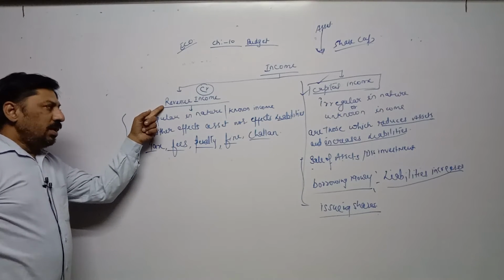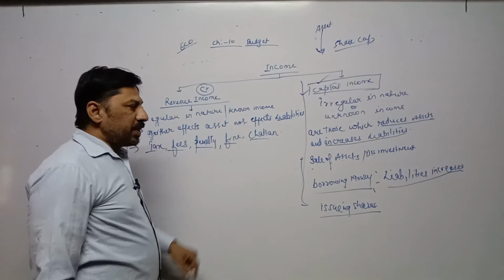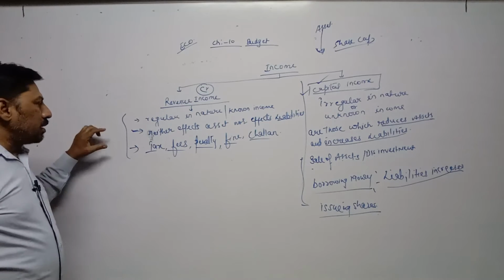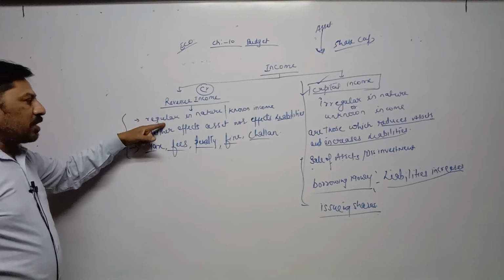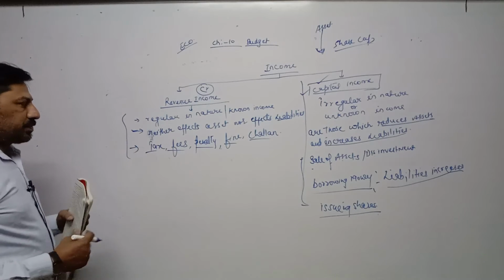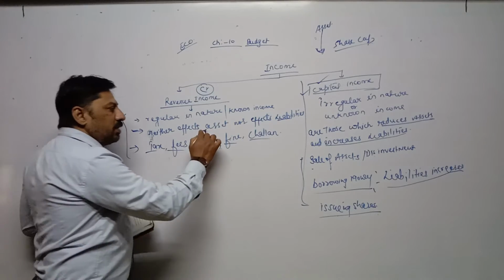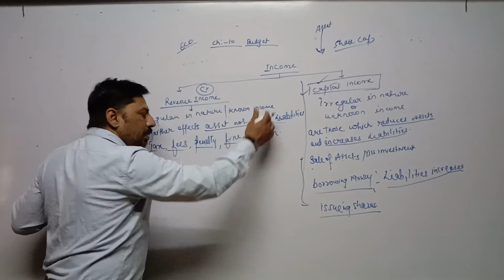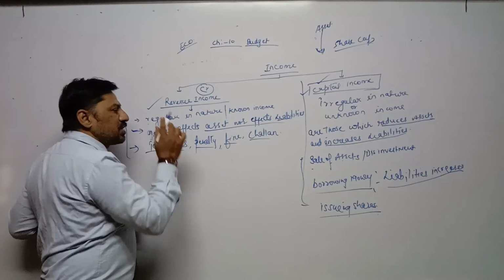Revenue income, once again, is regular in nature, known income. For example, whatever income is earned by your parents in the form of salary is revenue income, regular in nature. Every month they receive a fixed salary. That is revenue in nature. It does not affect assets or liabilities of your house. Neither your assets nor your liabilities increase or decrease. So salary is an example of revenue income because it is regular in nature.